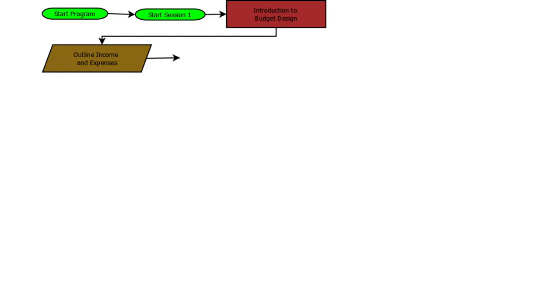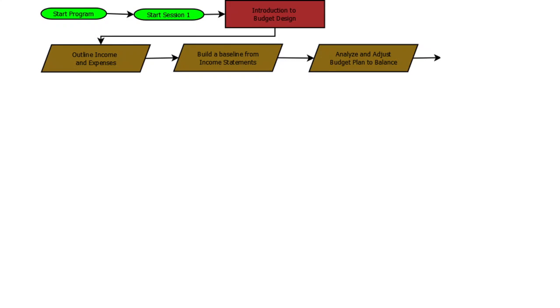As we progress along, we begin to see that the next stage is building the baseline budget. This is where they begin to outline their income sources as well as their expenses, and break down the expenses into different categories. And again, this is an input and output stage.